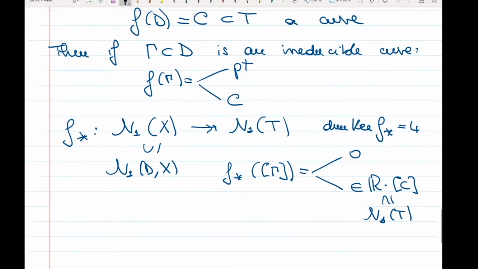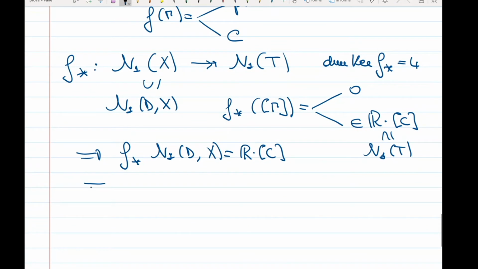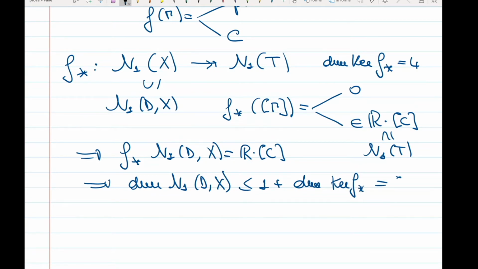So we can say that the image of N1 of D in X is just a line. Then by linear algebra, the dimension of N1 of D in X is at most 1 plus the dimension of the kernel, which was 4. So we get that the dimension is at most 5. Typically we can use the Lefschetz defect when a geometrical situation gives us a divisor with small dimension of N1 of D in X, or with small Picard number, like here.